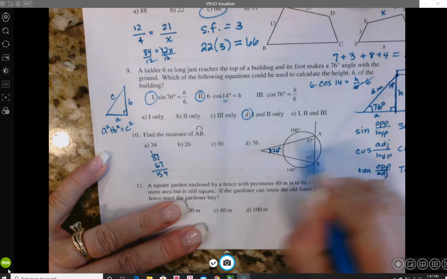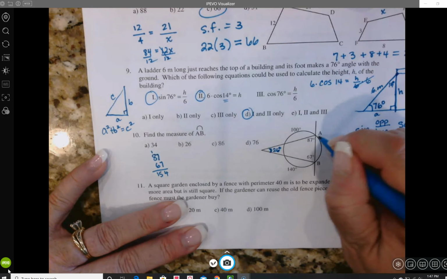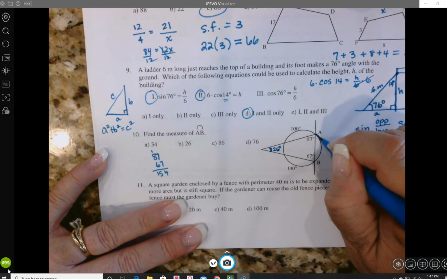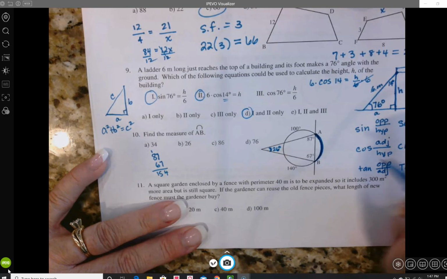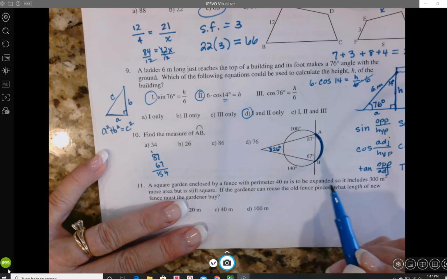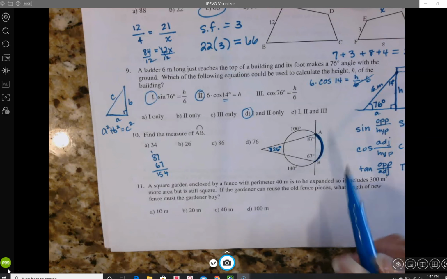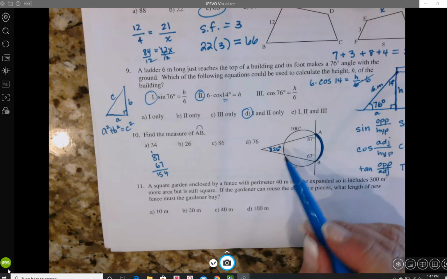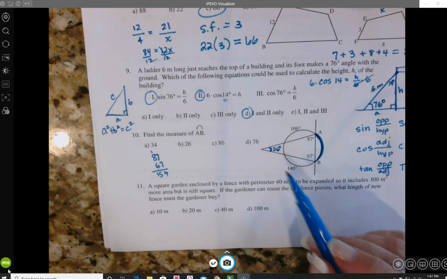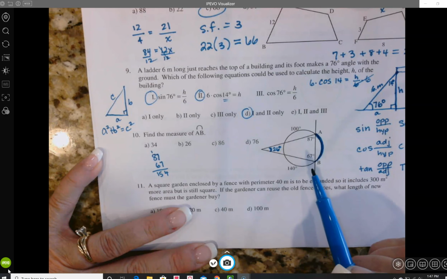These are called chords of a circle, and so whenever we have something that's not a diameter, if we have this arc AB, they want to know the degree measure of how far around is arc AB. The rule is if you have an angle outside of the circle, then that arc is in relationship to that angle. So for number 10, let's see here.